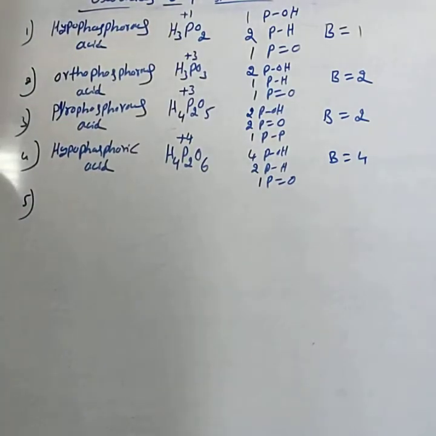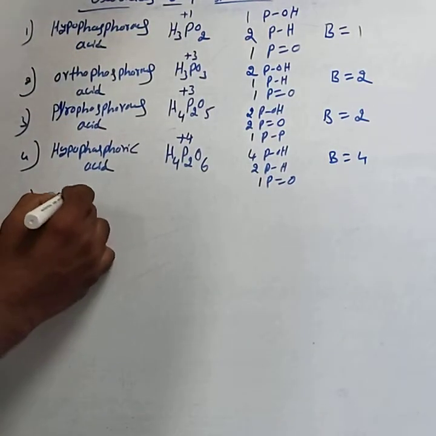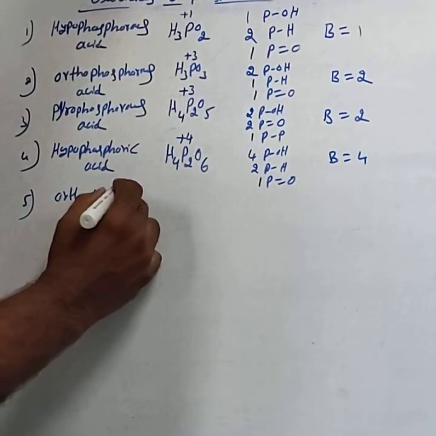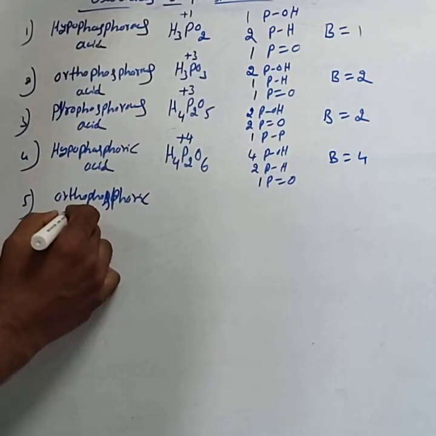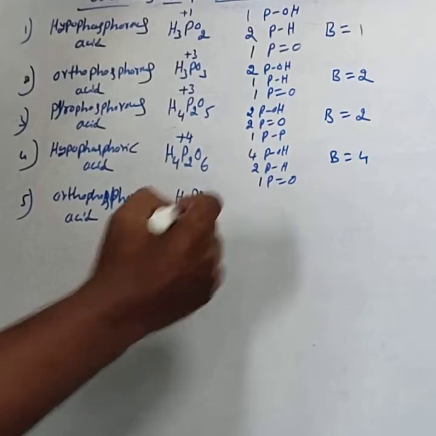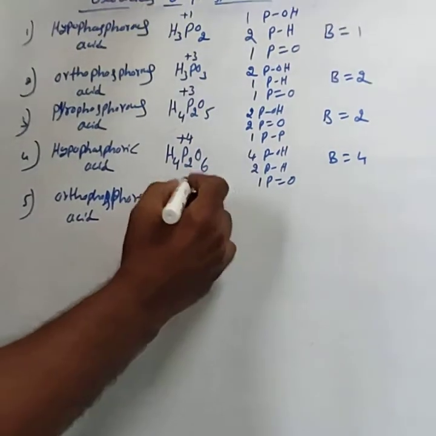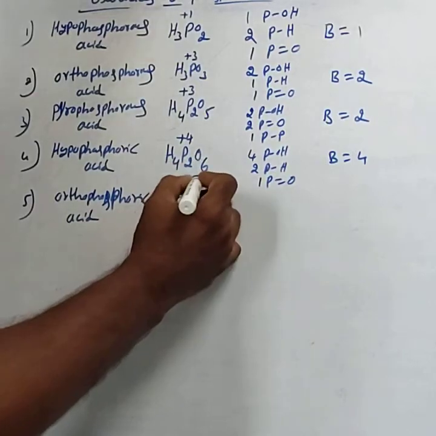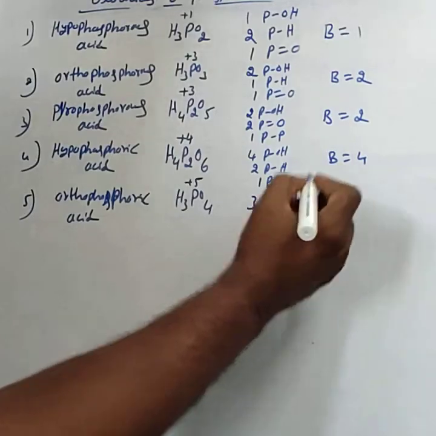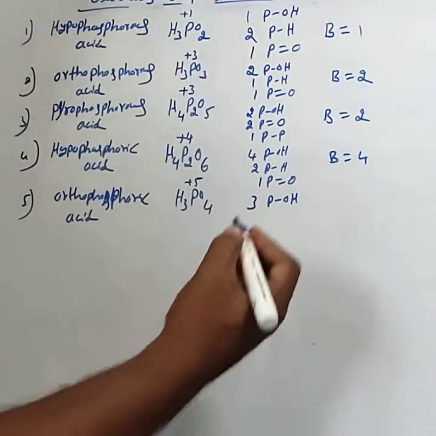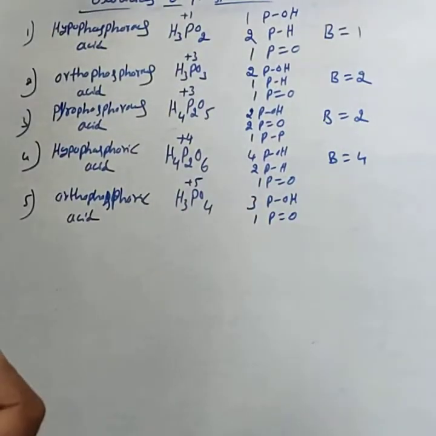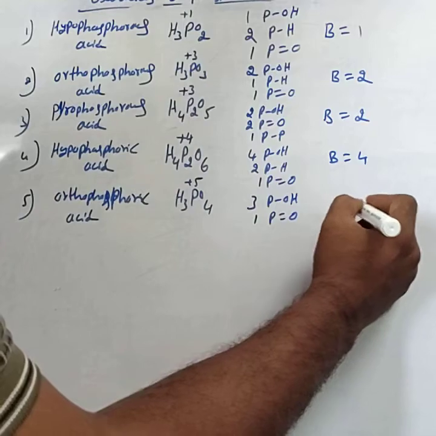Then orthophosphoric acid. Formula is H3PO4. Then oxidation state is +5. It contains 3 P-OH bonds and 1 P=O bond, hence basicity value is 3.